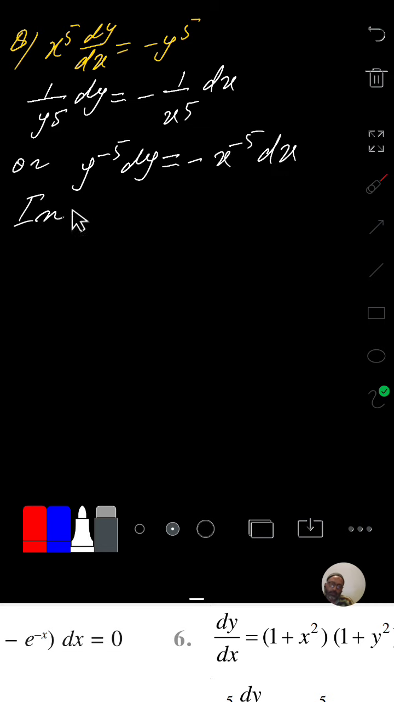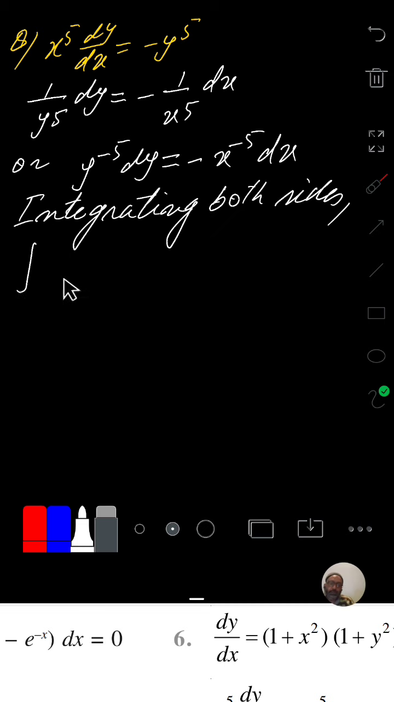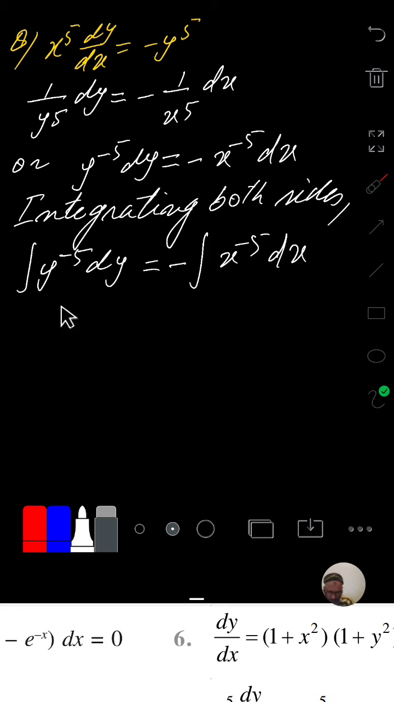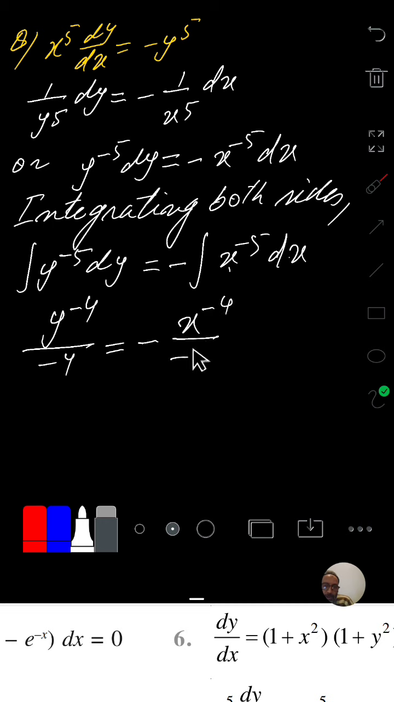Integrating both sides, we get integral y raised to the power minus 5 dy is equal to minus integral x raised to the power minus 5 dx. Integral of y raised to the power minus 5 with respect to y is y raised to the power minus 4 upon minus 4, is equal to minus the integral of x raised to the power minus 5 with respect to x, that is x raised to the power minus 4 upon minus 4, plus c, constant of integration.